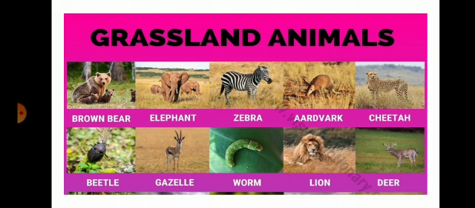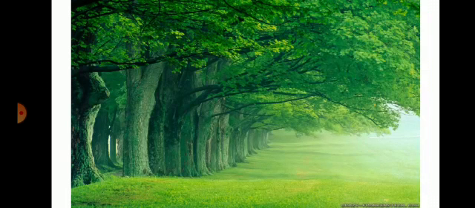Next, rainforest. This habitat receives a lot of rain and hence it is rich in animal life. Mammals, amphibians, reptiles, all sorts of animals are found there. The climate is hot and humid and animals have to learn to adapt to survive.